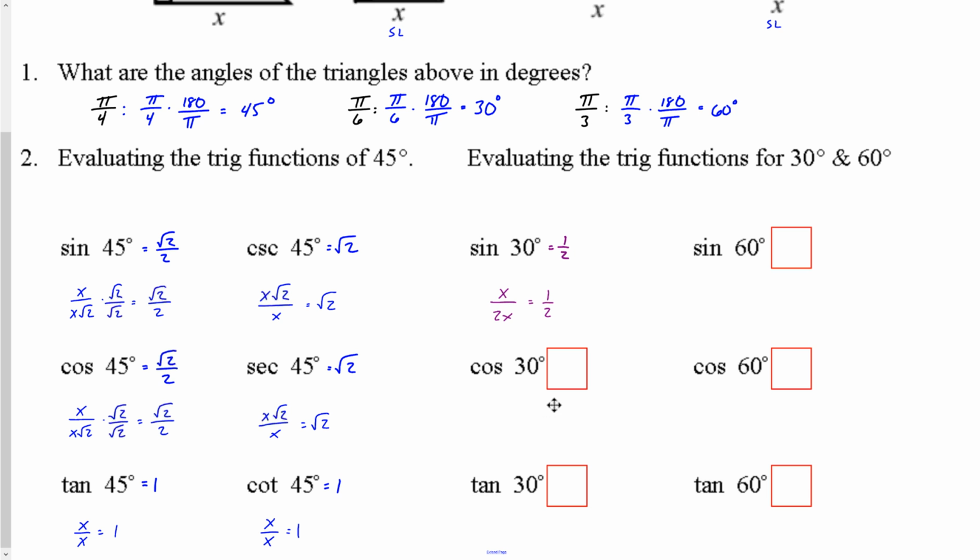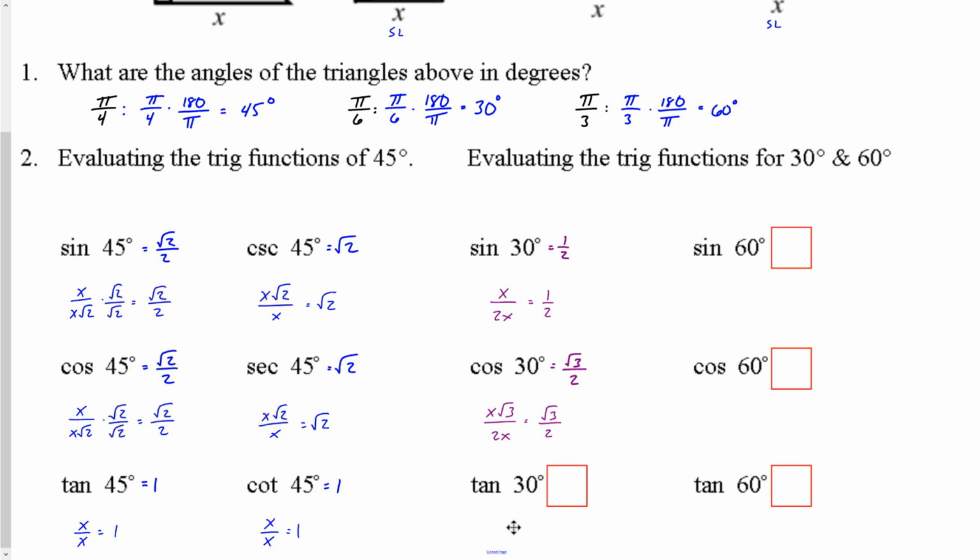Cosine of 30, your adjacent would be your long leg, so that's the x times the square root of 3. Hypotenuse is still the 2x. So when we reduce, we just get square root of 3 over 2. The exact value of cosine of 30 is square root of 3 over 2.